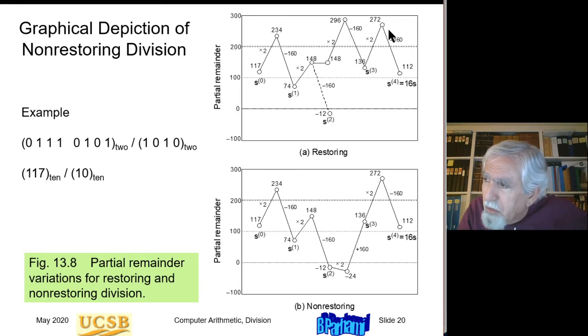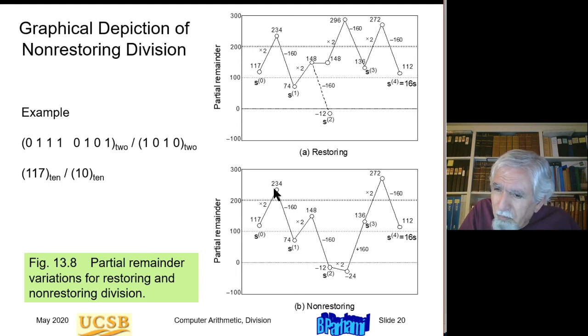So this corresponds to restoring division up here. We restore the partial remainder. Then we double, subtract 160. Double, subtract 160. So the quotient digit is 1 because of that subtraction, 0 because there was no subtraction there, 1, 1.